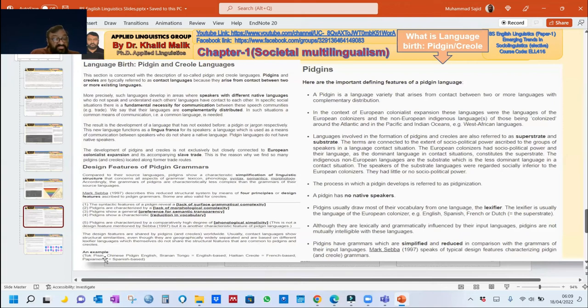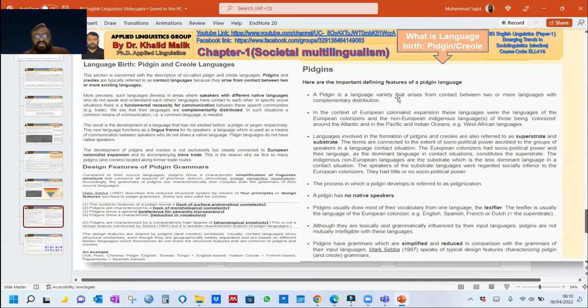What is the example? I'll give one example here. Tok Pisin, Chinese Pidgin English, Australian Tok Pisin, English based; Haitian Creole, French based; Papiamento, Spanish based. Try to understand. So these are the important defining features of a pidgin language. Some examples I have given.